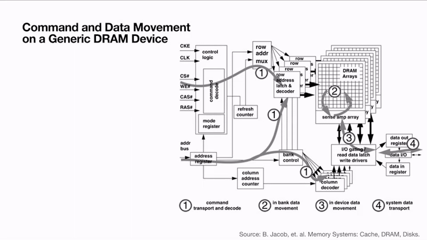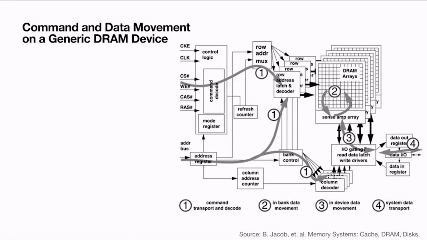And if it is a store operation, some data is coming from the memory controller and is sent to the data IO, which in turn sends it to the data in register. From there it comes to the IO gating, and then it is written to the sense amplifiers at the location specified by the row decoder positions and so on. So that is what is going to happen.